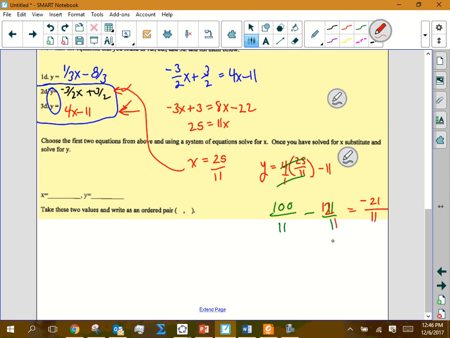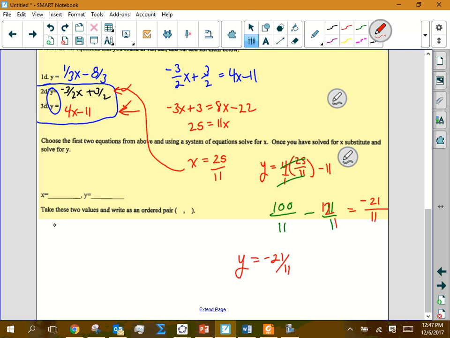Does that reduce any? Yes. Oh, careful. 11 is prime, so 11 only divides by 1 and 11. Do either of those numbers divide negative 21? No. 1 does, but doesn't really provide anything new. So y value ends up being negative 21 over 11.